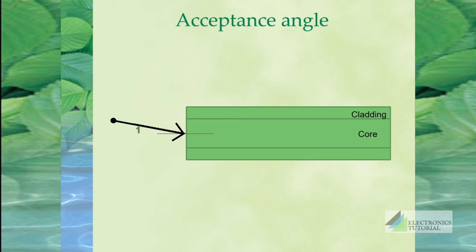I am terming this as ray 1. This line represents the normal. The incoming ray has to undergo a refraction here because the refractive index of the core and that of the outside environment is different. So the ray will deviate from its original path.